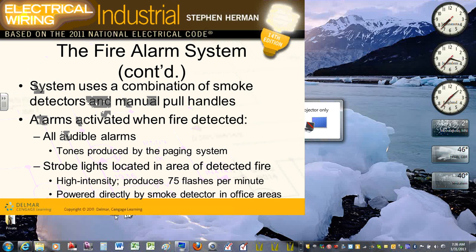Audible alarm: by fire alarm code, guys, you have to have audible and visual alarms. That's why your horn strobes are placed strategically in all public areas, right? That's what you guys did in the project. It can be produced by the paging system, or you can interface it with the paging system and use it as part of your fire alarm system.